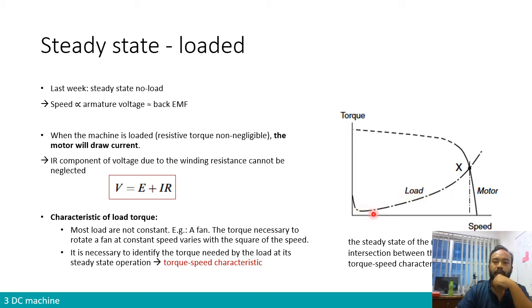If we do a superposition of the two graphs together, we would find a point of intersection between the load and the motor. The point on which the motor will rotate the load at a constant speed at steady state is this point X, where the speed will be the steady state speed over here, and the steady state torque over here.